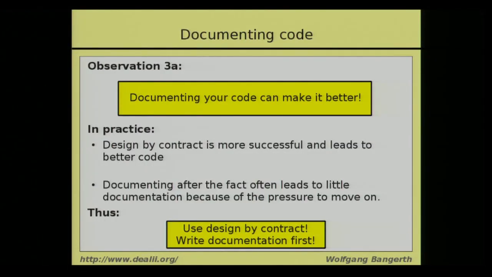In practice, it turns out that design by contract is more successful and leads to better code. Because when you first write the code, oftentimes you're not entirely clear what it is supposed to do. Let's say, for example, you write a sort algorithm, and you think, well, okay, all I need to do is to sort these objects. But then you could start to ask the question, well, what if I have two objects that compare equal?